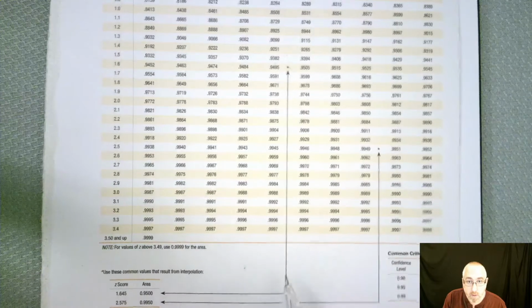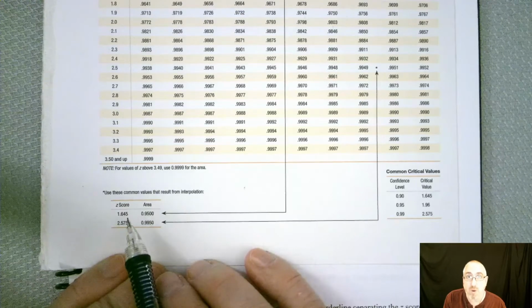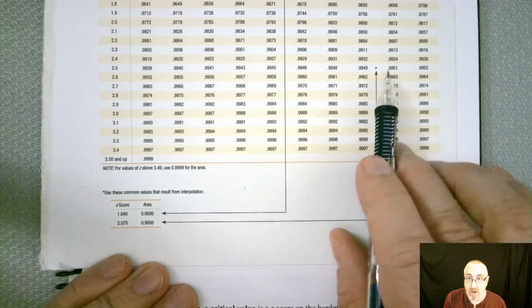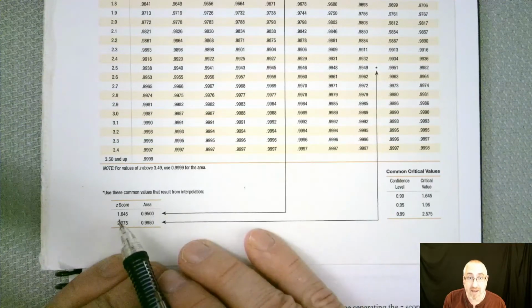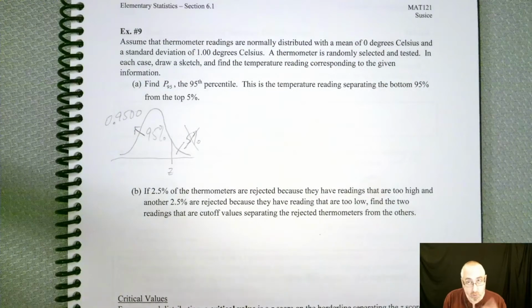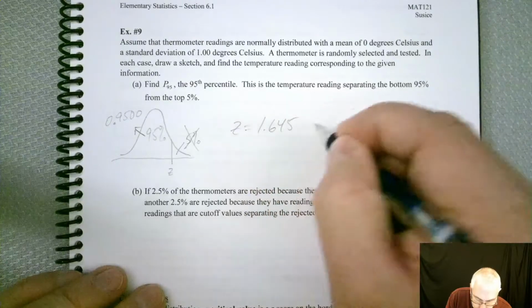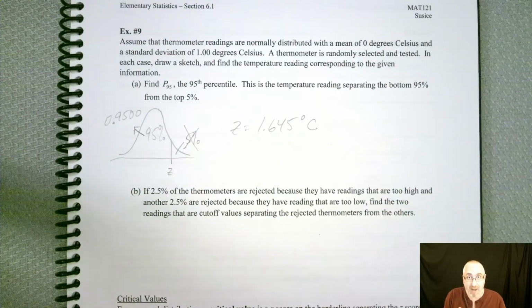Oh, 0.9500. The z-score is 1.645. So that's a special one. There are 2 stars. There's another star here. There's a special one. But in this case, we want the 0.9500, and so that is 1.645. That's one of 2 times you're going to get a z-score that's more than 2 decimal places. So 1.645 degrees Celsius is the temperature that splits it like that, a 95% split.